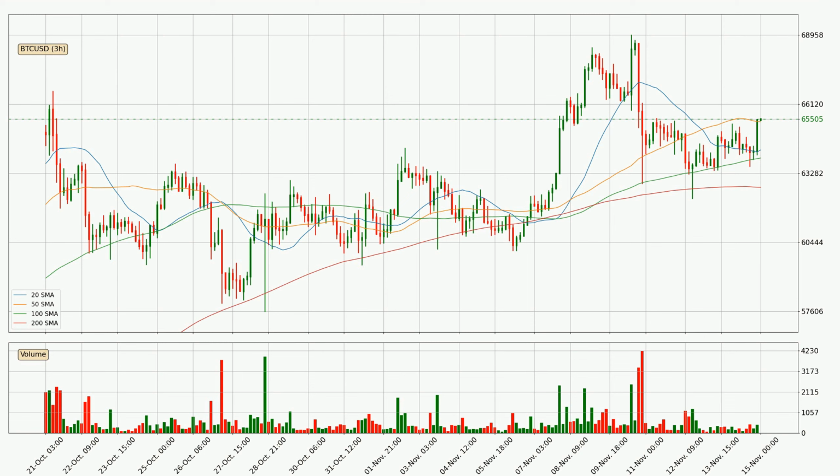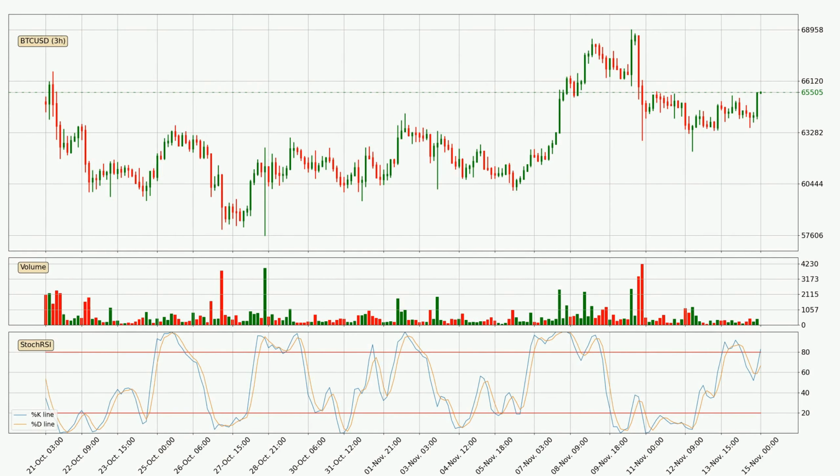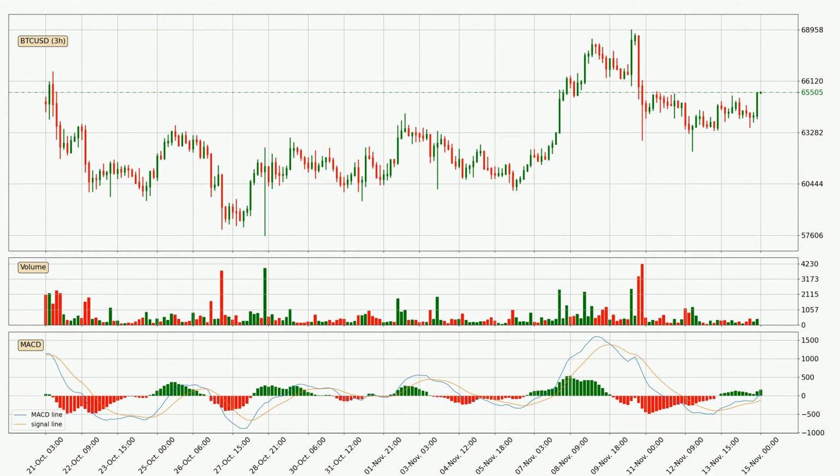Looking at the 3-hourly stochastic RSI, there are no signs of the stochastic RSI being oversold or overbought at this time, but because the %K line is over the %D line, we can deduce that the trend is currently on the up. Moving to the 3-hourly MACD, seeing as the MACD line is above the signal line, the trend is currently on the up. The MACD histogram shows that the momentum is currently strong and it could be expected the price to go further to the upside.